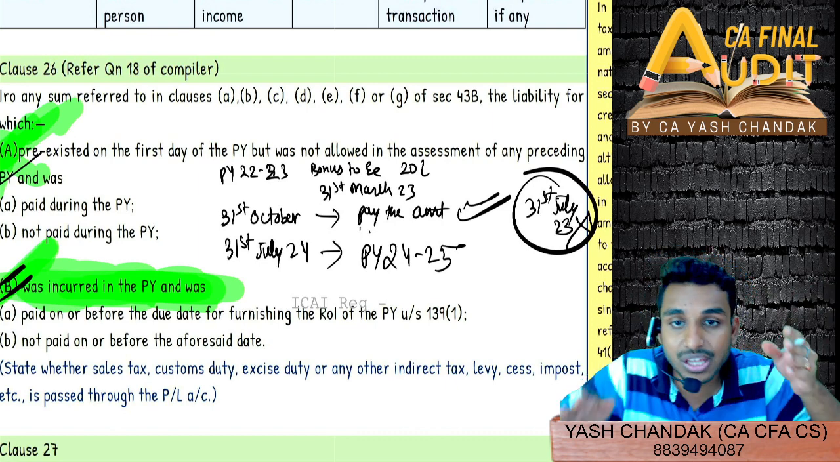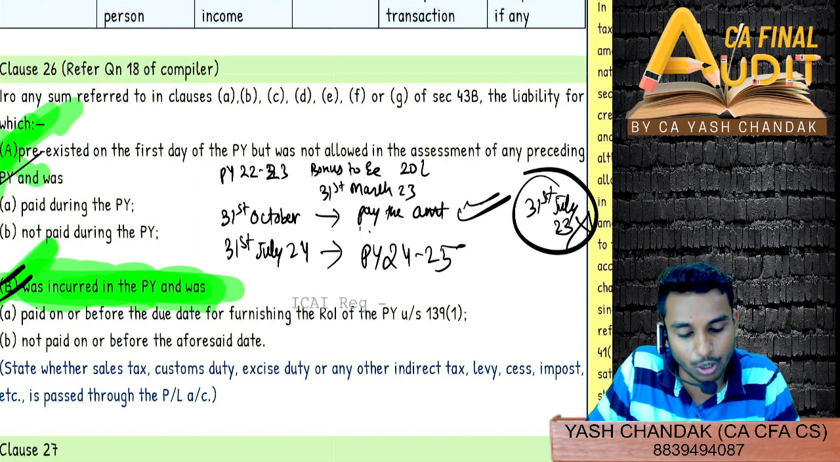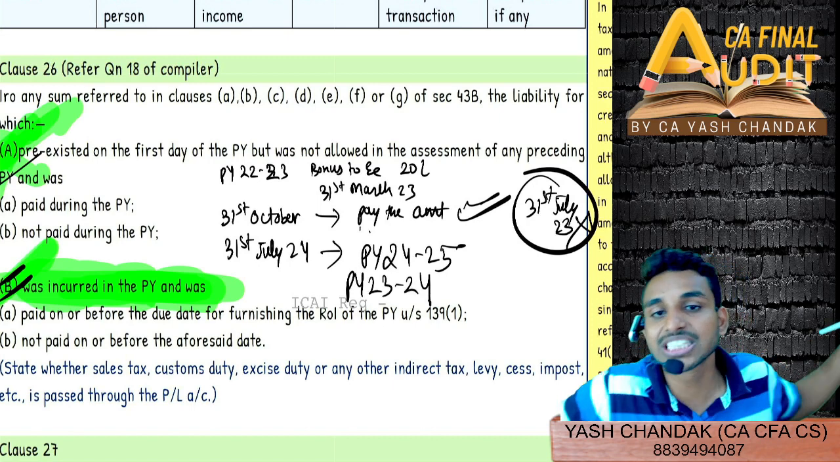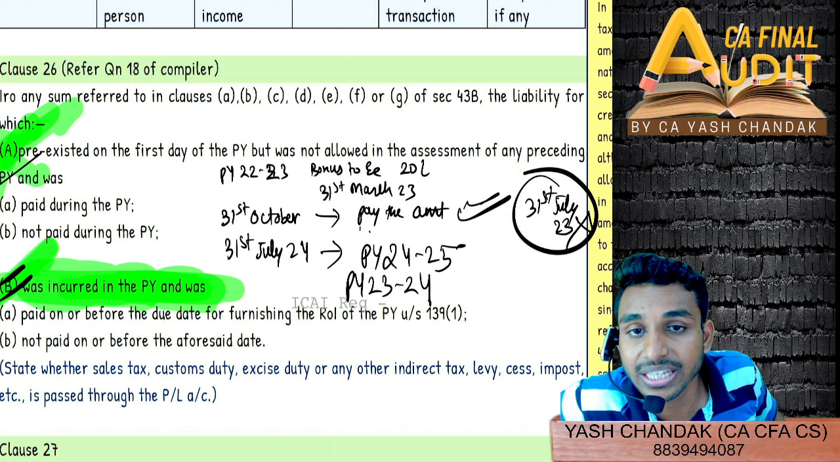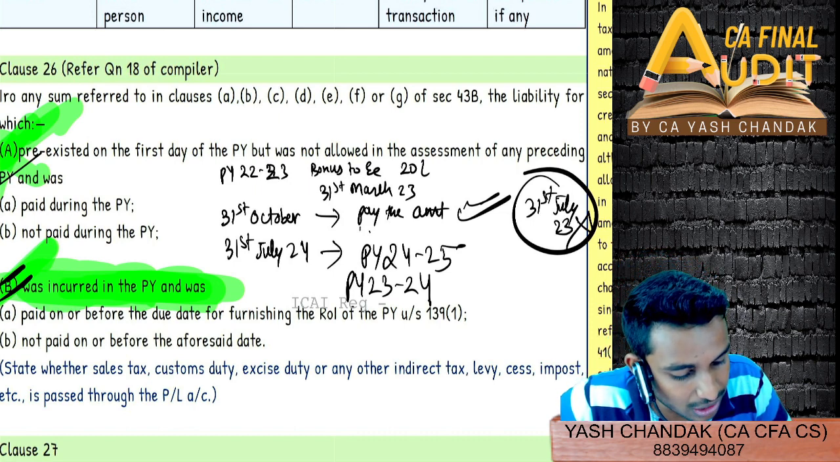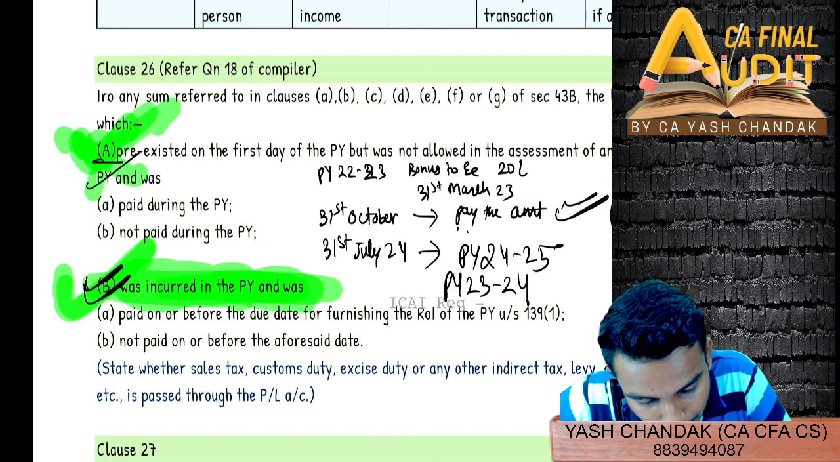You won't have to see that since we paid before the due date of return of income, we can get previous year 23-24. We'll get deduction only in the year of payment. Getting this? So in the year of payment, previous year 24-25, this will appear here.